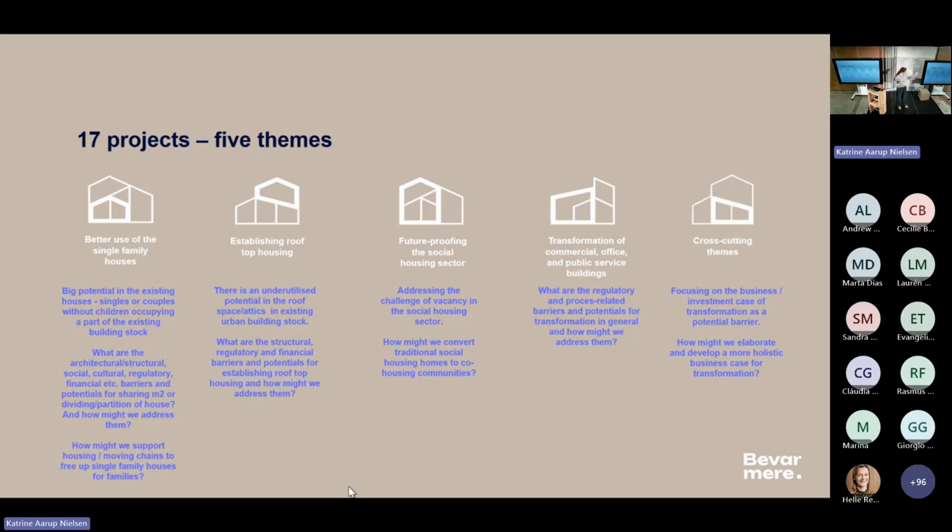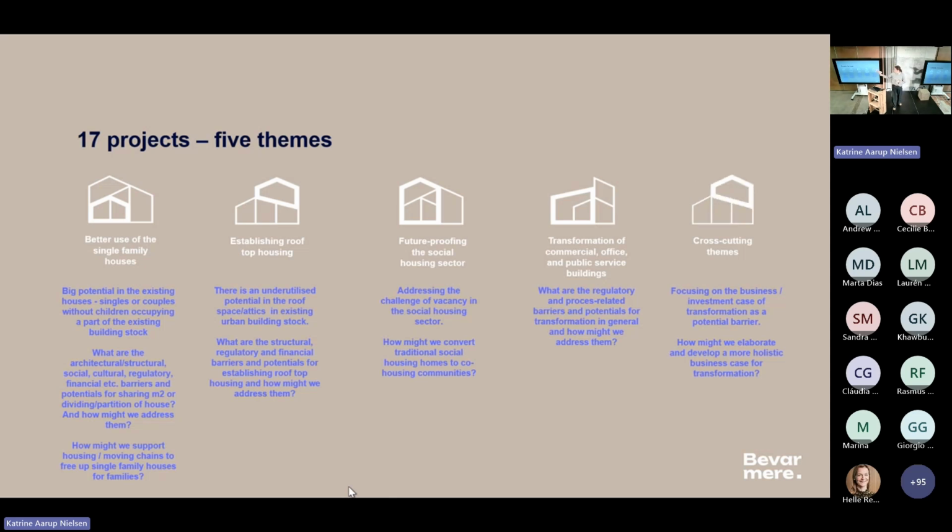So in case of the theme better use of the single family houses, there's a big potential in the existing houses because we have singles or couples actually living in houses that were designed for families. So there's a potential for using these houses better. So a lot of our projects looking into this theme are answering the questions: what are the architectural, structural, social, cultural, regulatory, financial, etc. barriers and potential for sharing square meters and for dividing or partitioning of houses? How might we address these?